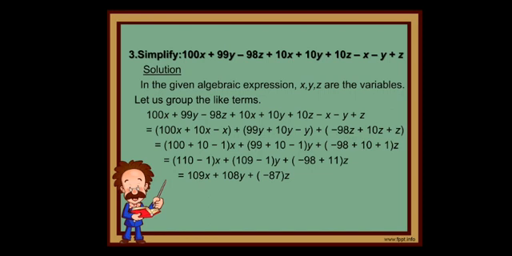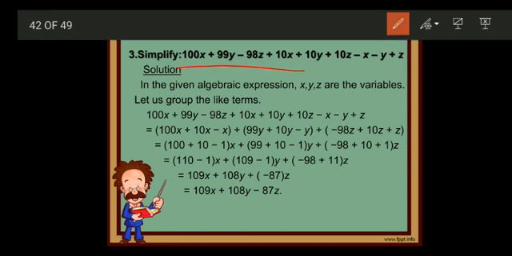So when you add these, you will get 109x plus 108y plus minus 87z. This will be the answer. When you simplify this one, you will get this.